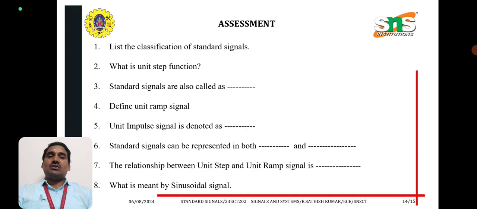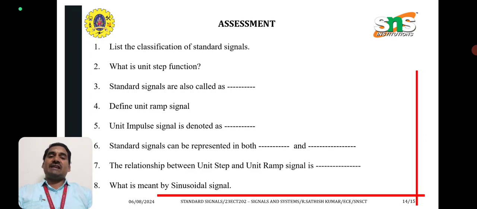Standard signals are also called elementary signals. Unit ramp signal is a linearly growing function. r of t is equal to t for t greater than or equal to 0, 0 for t less than 0. In terms of discrete time, r of n is equal to n for n greater than or equal to 0, 0 for n less than 0. Unit impulse signal is denoted as del of t. Standard signals can be represented in both continuous time and discrete time. The relation between the unit step and unit ramp is given by r of t is equal to the integral of u of t dt.